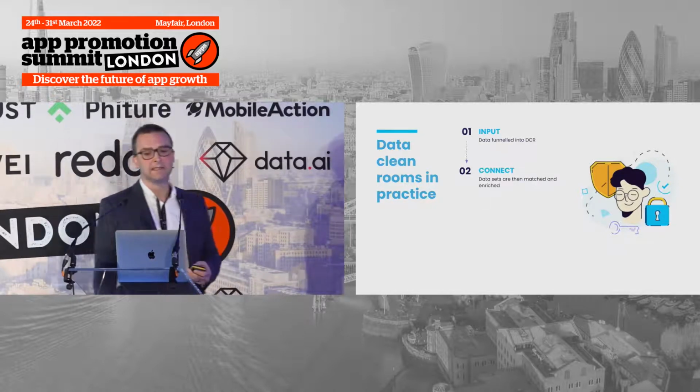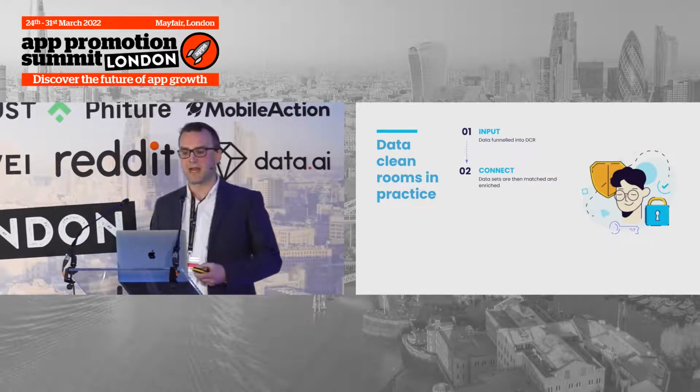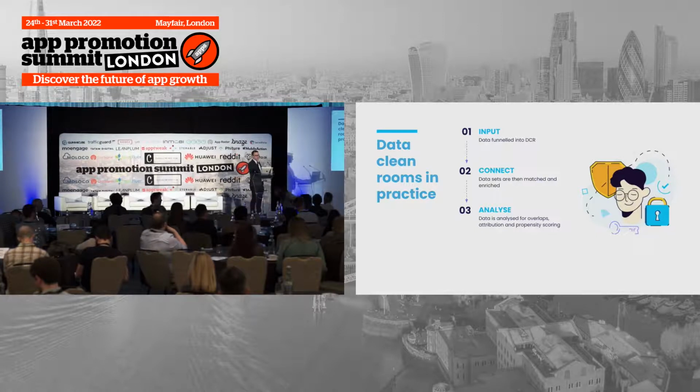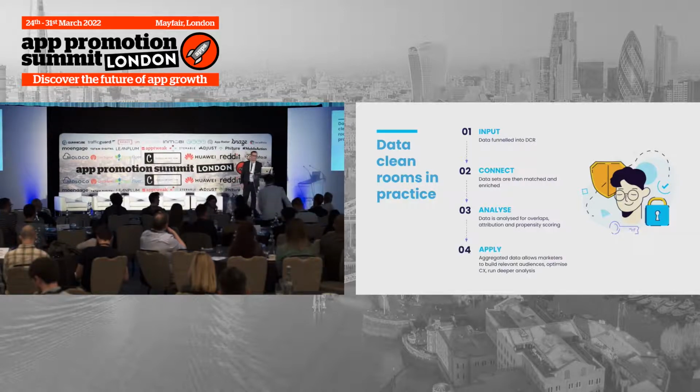And then the next stage is very much connection and enrichment. Data sets are then matched at the user level, and are made to complement each other using tools such as third-party data enrichment. And thirdly, when it starts to get really interesting, is when the analytics stage kicks in. The data is analyzed for intersections or overlaps, measurement and attribution, and propensity scoring, as just an example. And then the final stage is those marketing applications.